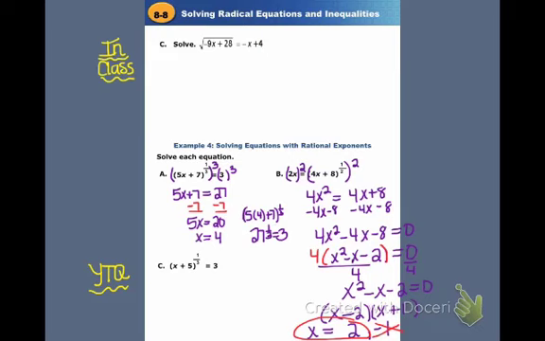So I'd like to have you pause the video and try example C as a you-try question, and be sure to check your answer. Go ahead and pause the video now. So x turns out to be 22, and it does check. So just one solution, x equals 22. Let's turn the page.